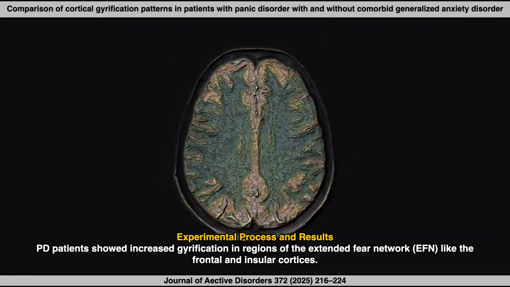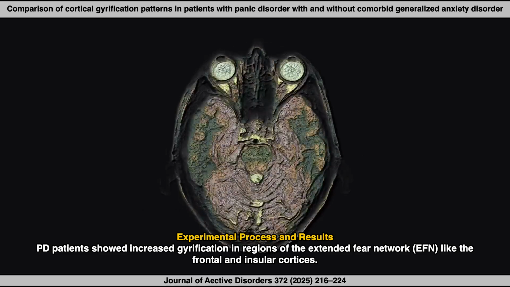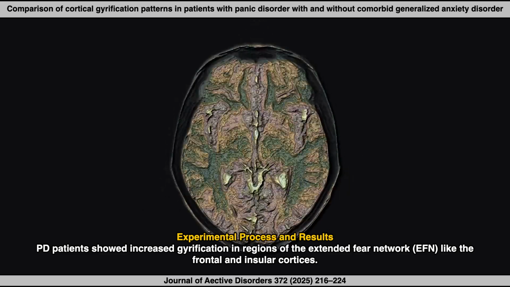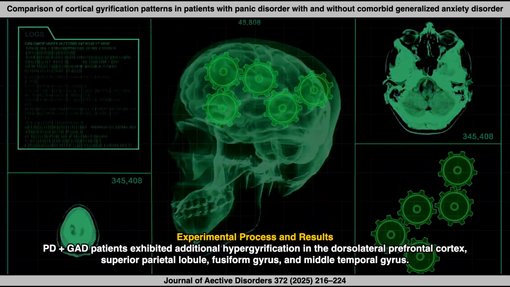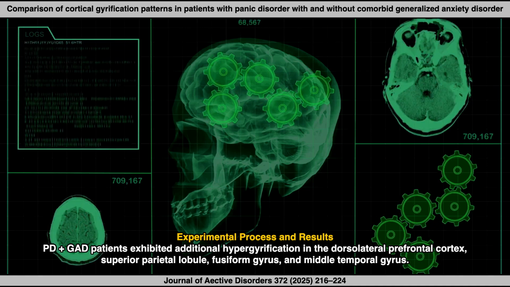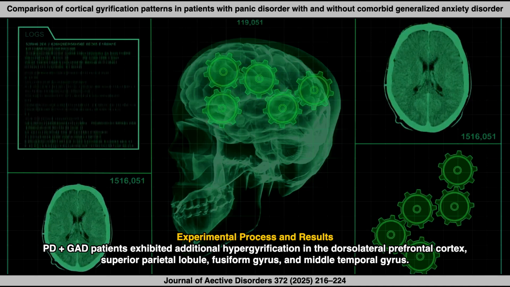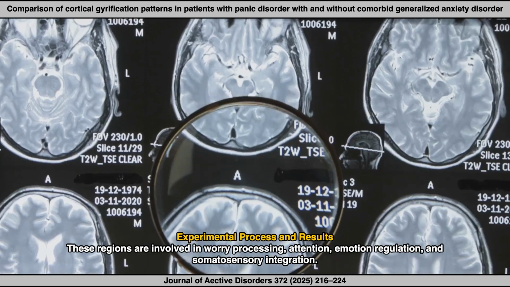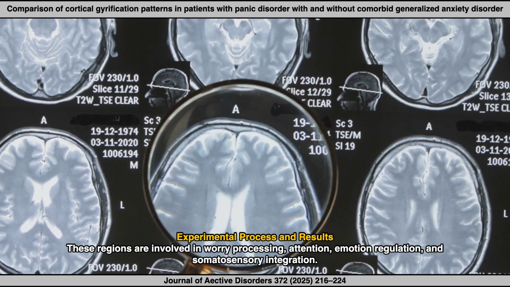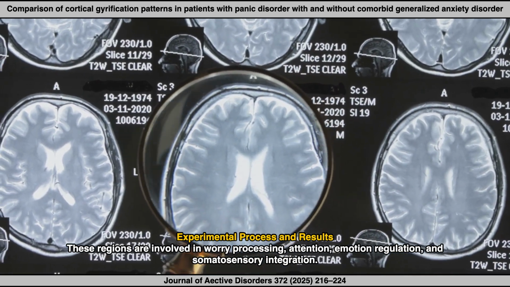PD patients showed increased gyrification in regions of the extended fear network, like the frontal and insular cortices. PD plus GAD patients exhibited additional hypergyrification in the dorsolateral prefrontal cortex, superior parietal lobule, fusiform gyrus, and middle temporal gyrus. These regions are involved in worry processing, attention, emotion regulation, and somatosensory integration.